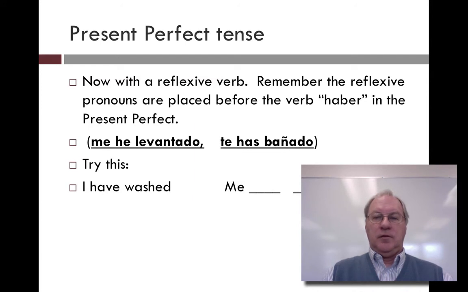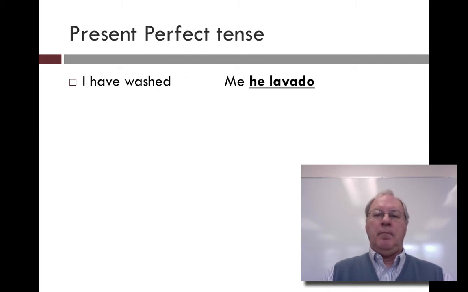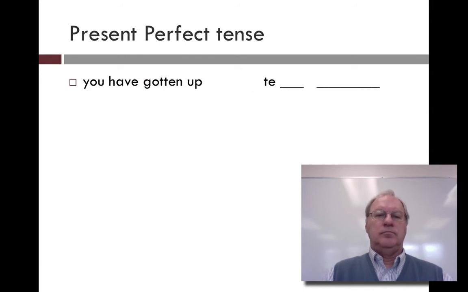Now with a reflexive verb, remember the reflexive pronouns are placed before the verb haber in the present perfect. Example, me he levantado. Te has bañado. The me and the te go before the verb forms, which can never be split up. Try this. I have washed. Me he lavado. Te has levantado.